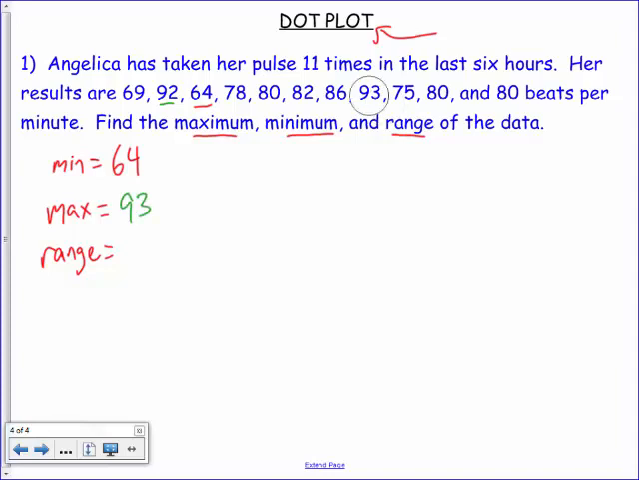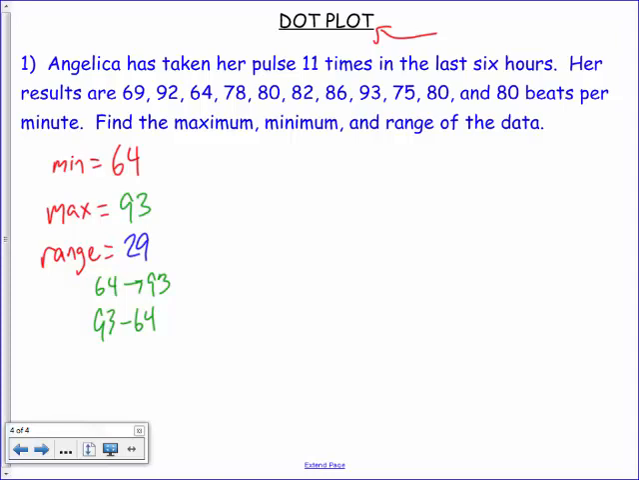For the range, it means basically max minus the min. The biggest minus the smallest. It's the range of numbers. Where are they from? Well, it goes from 64 to 93. So what I do is subtract those two numbers, 93 minus 64, and that gives me 29. So our range is 29, from 64 to 93.